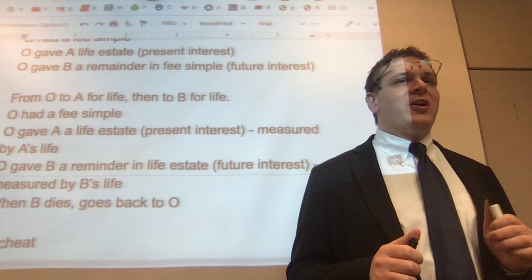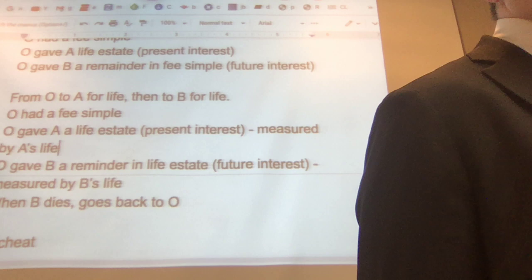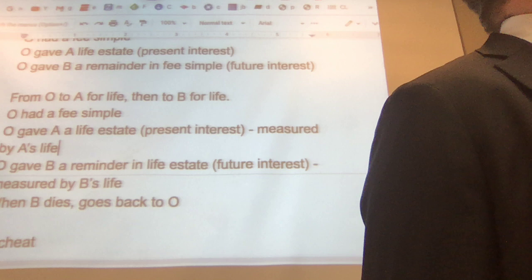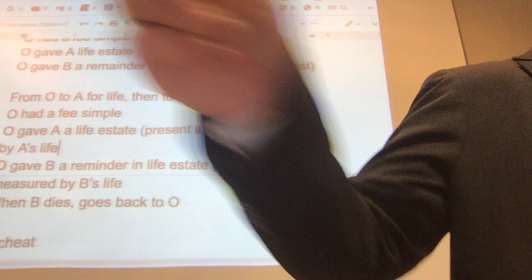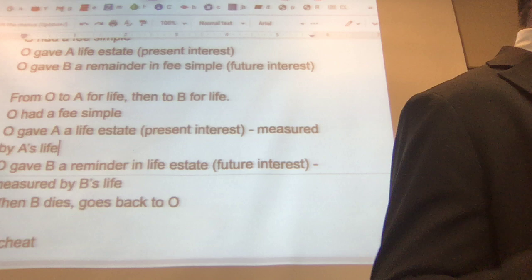If you're looking at a question and you can say, I know who has it now, but I don't know who has it in the future, you're only answering half the question. You have to account for both sets of interests, okay? If O has a fee simple, he has both the present and the future interests. He can chop them up. He can keep a present interest for himself and give a future interest to A. Or he can give A the present interest and give B the future interest. Or he can give himself the future interest and give himself the present interest. He can do whatever he wants.